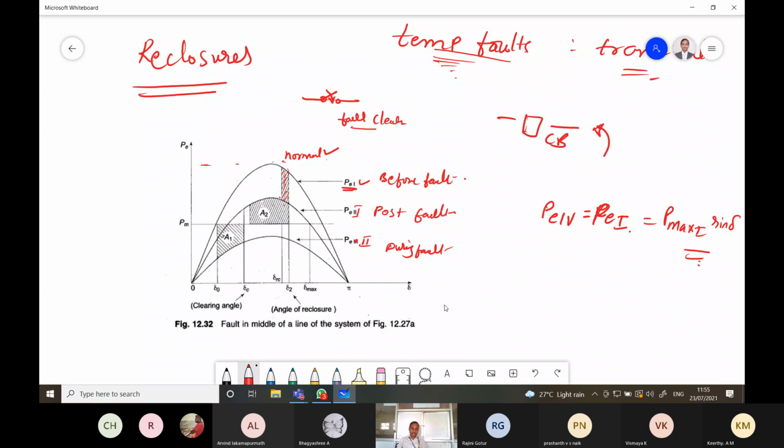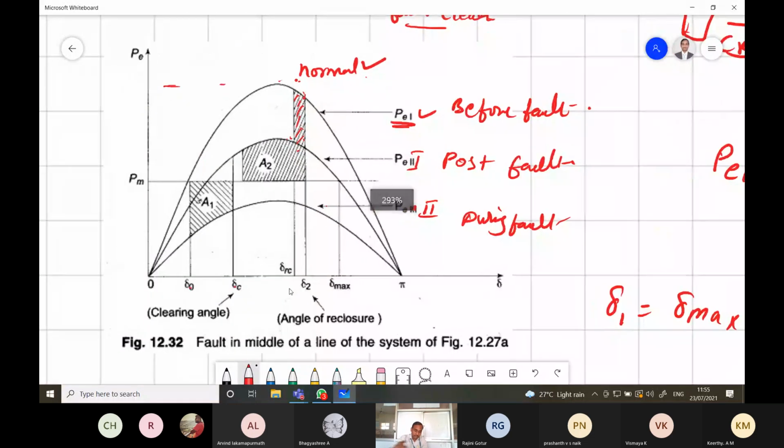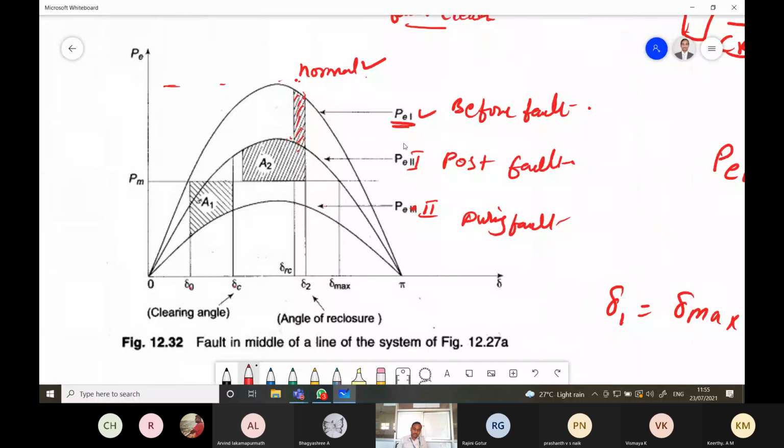There is a critical clearing angle, that is delta 1 is equal to delta max, which is equal to pi minus sine inverse of Pm by P max. So that is your delta 1, that is the angle. In this case, delta naught to delta C will give area A1, and delta C to delta RC, where RC means angle of reclosure. This is RC, the angle of reclosure, delta RC.